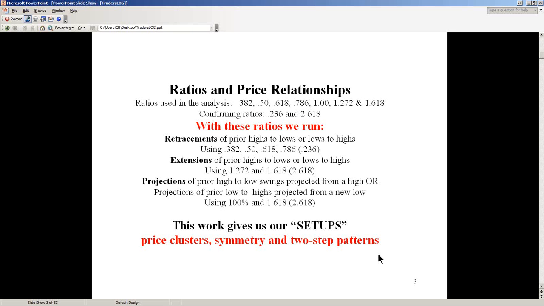There are people that will use a few other ratios. They might use the 1.272 or 1.382. But you'll see that when we look at the clustering effect, I typically don't need to use those extra ratios. But running all of the price relationships on any given chart is what gives us the trade setups, the price clusters, the symmetry setups, and the two-step patterns.